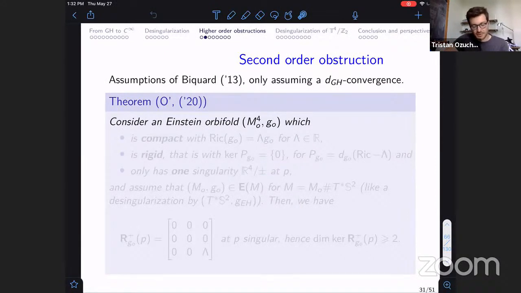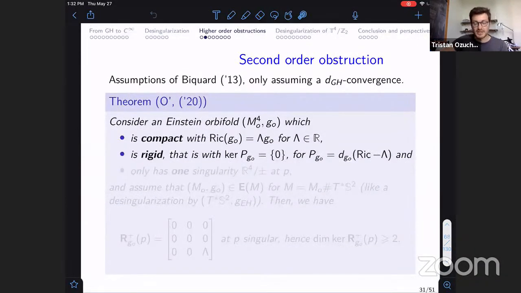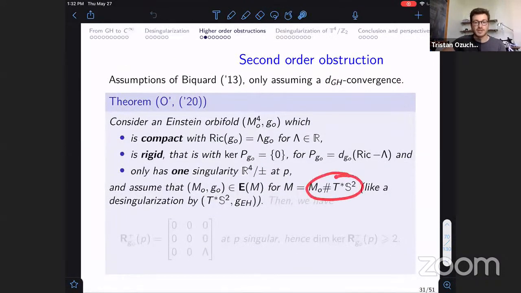For this first result, I essentially used the same assumptions as Biquard, but only assuming Gromov-Hausdorff convergence instead of a convergence in his weighted norms. So let's assume that we have a compact Einstein manifold. It's important that it's compact for me. Biquard's work worked without the compact assumption. It will not work for me. Let's assume that it doesn't have any infinitesimal Einstein deformation, that it's rigid, and that it only has one of the simplest singularities. And let's try to desingularize it by an Eguchi-Hanson metric. Again, that's a topological assumption.